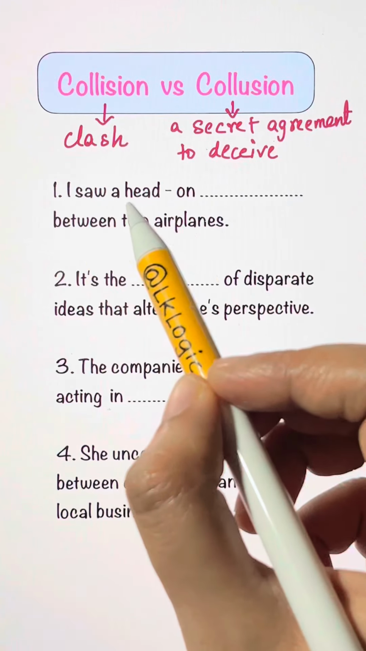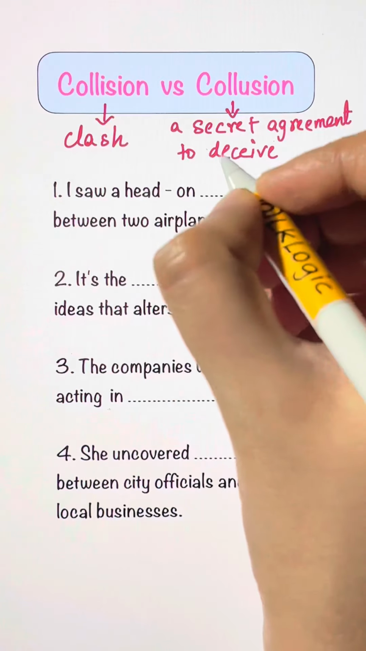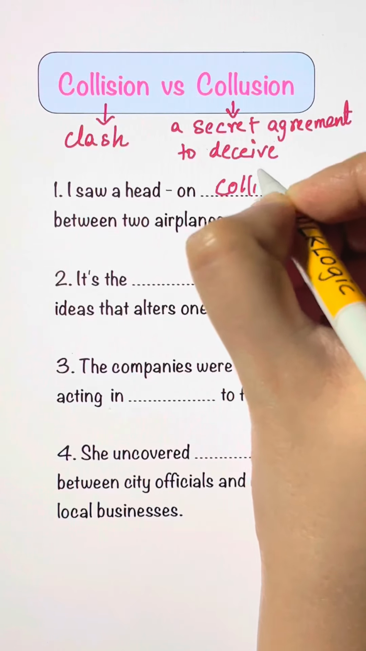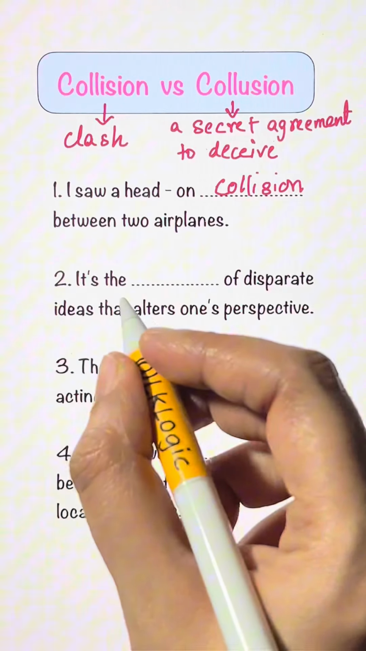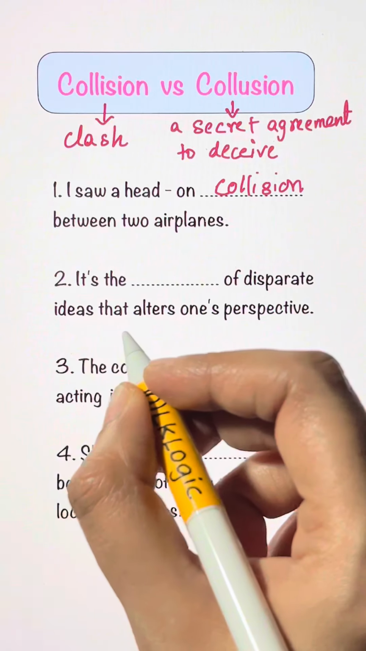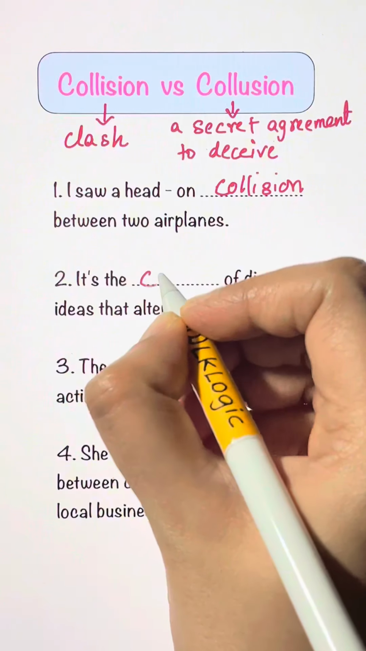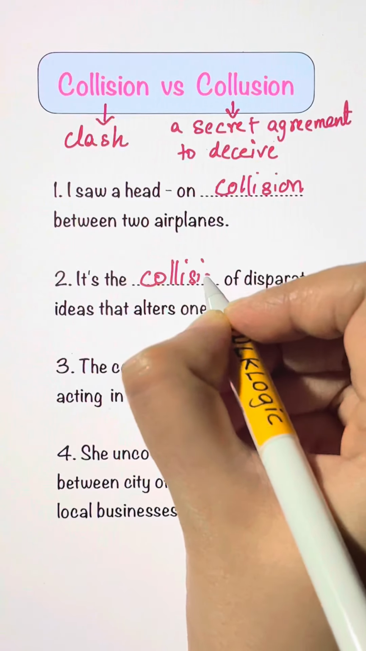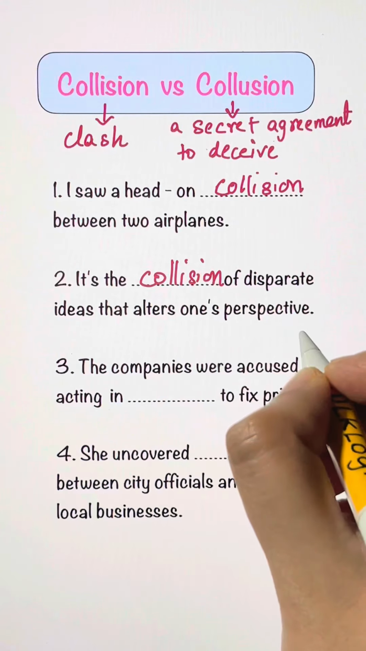Number one, I saw a head-on blank between two airplanes. So I saw a collision, right, between two airplanes. It's the blank of disparate ideas that alters one's perspective. So it's the collision of two disparate ideas that alters one's perspective.